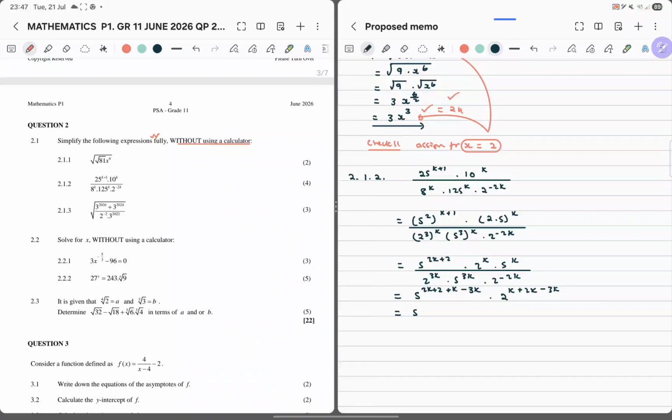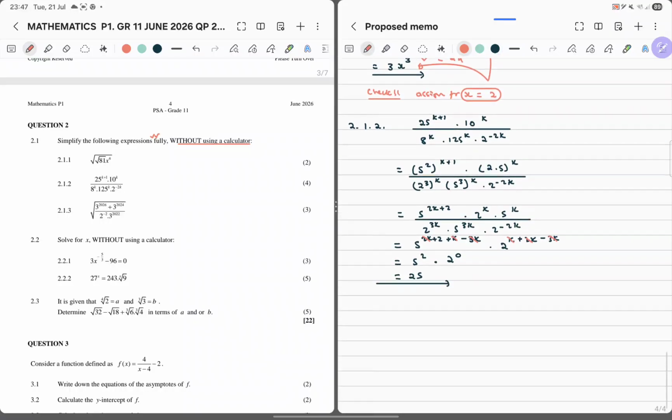Okay. So let's see, this is 5, 2. Now we've got 3k. So this one and that one gives us 3k minus 3k out. So we get 5 squared times, again, these ones add up to 3k and subtract the 3k. So this is 2 to the 0. So this is basically 25. Nice and easy.